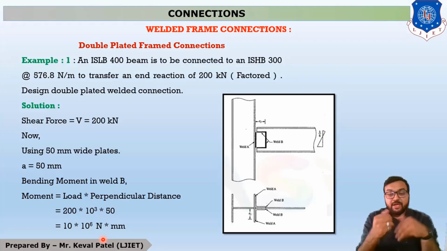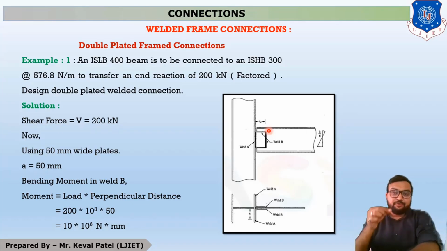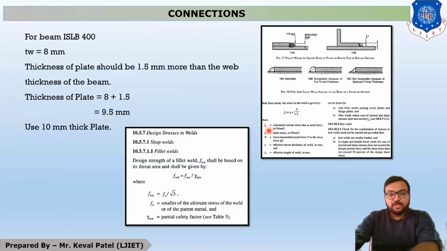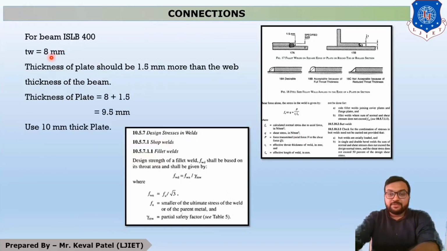Now we assume that the provided length is 50 mm. What is the thickness? First of all, we have to find out the thickness of the plate provided. You can see that our ISLB 400 beam is connected with the web portion. So first of all, our thickness of plate is 8 mm, which is found from the steel table.